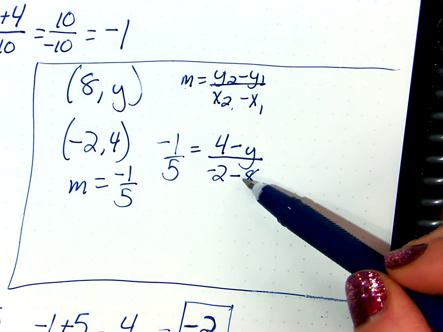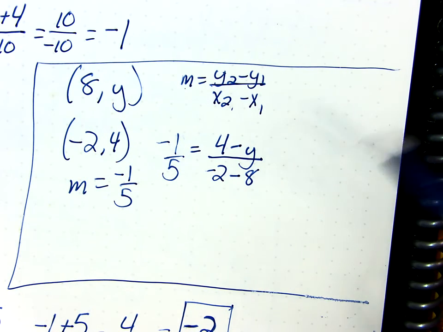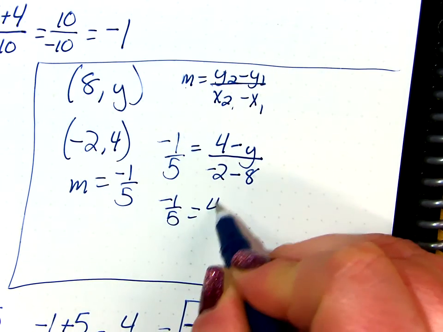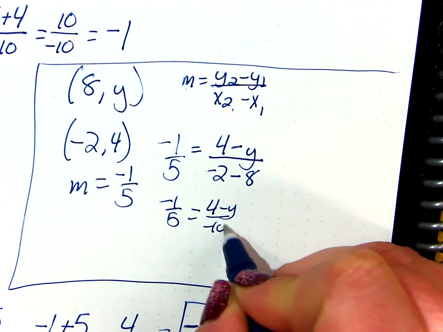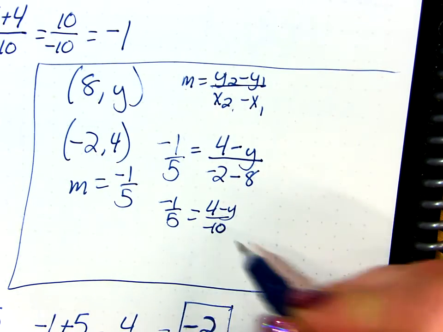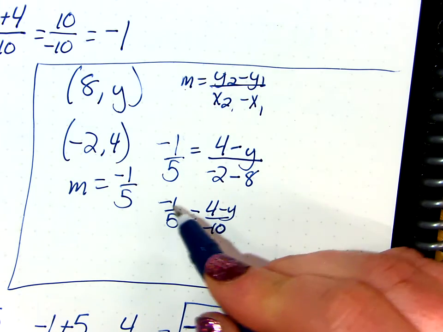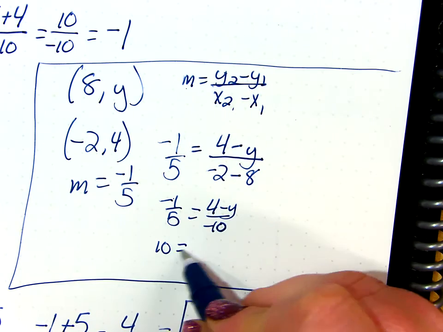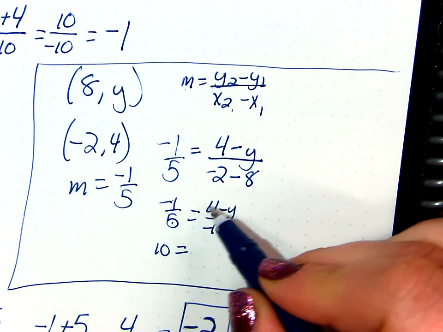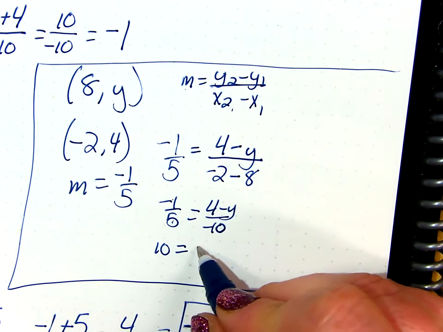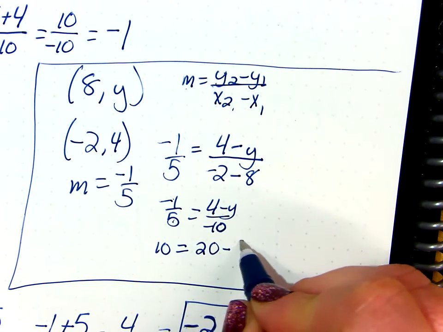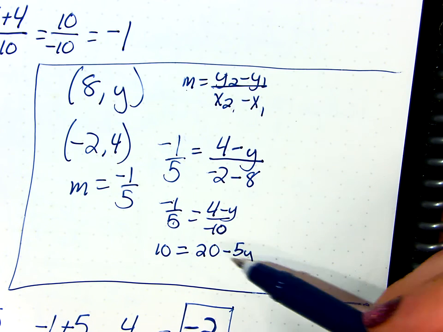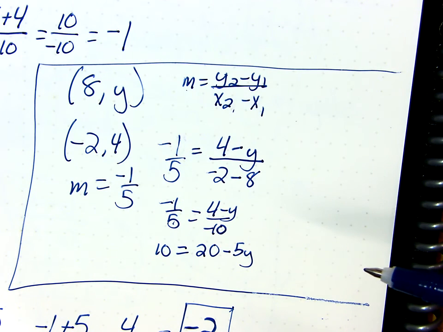I can do negative 2 minus 8, negative 10. And now, what am I going to do here? Cross multiply. Negative 1 times negative 10 is now positive 10. And don't forget to distribute 5 times 4 and 5 times negative y. So you should have gotten 20 minus 5y. Did you? Be careful. And then now I just have a straightforward equation to solve.